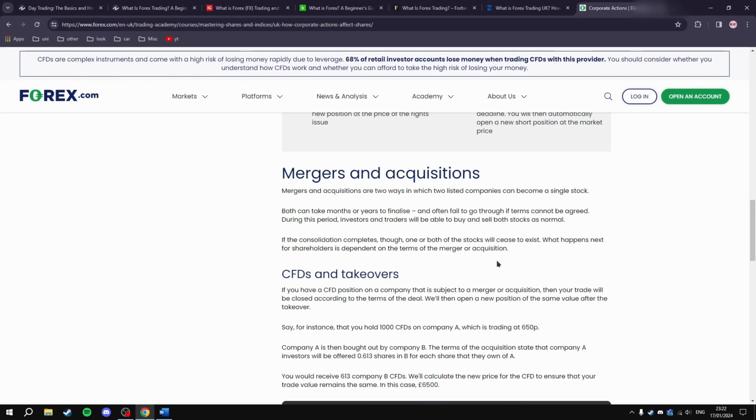If the consolidation completes though, one or both of the stocks will cease to exist. What happens next for shareholders is dependent on the terms of the merger or acquisition.